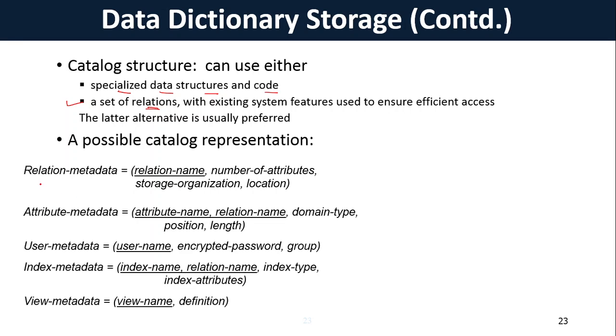As I stated earlier, we want to store information about relations. So in the relation metadata table, we store relation name as one attribute, which is the primary key. Why is relation name the primary key? Because in a particular database schema, it is not allowed that two relations have the same name. Along with this relation name, we are storing the number of attributes, storage organization, location of that relation, and so on. Now every relation has attributes, so we store attribute metadata. In attribute metadata, we have attribute name along with relation name as the primary key. So this is the composite primary key, right?